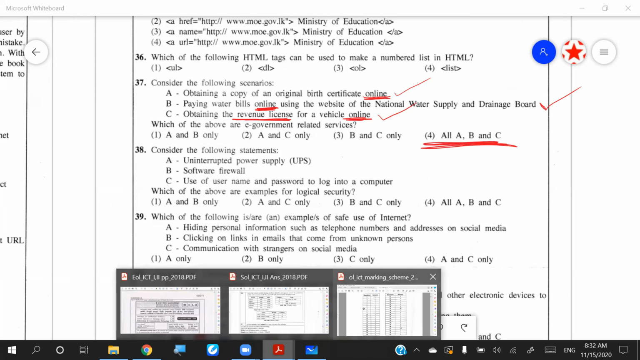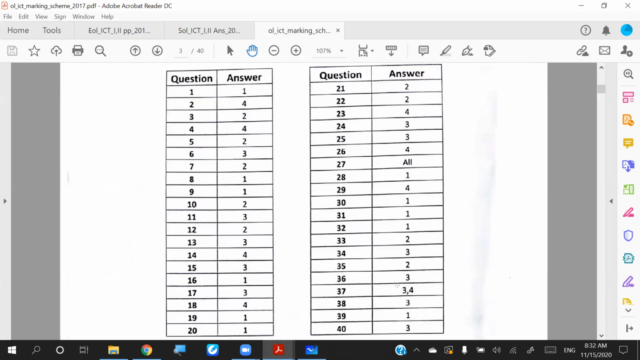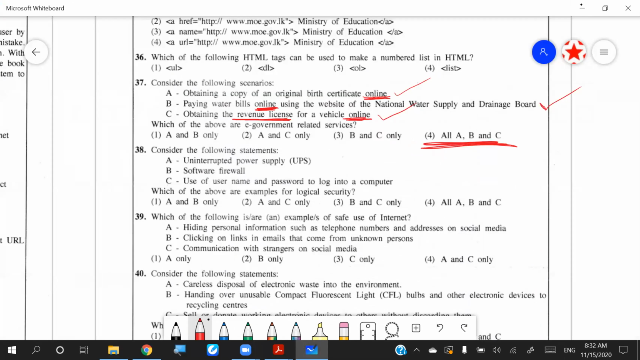So for 37, it's 4. They have gone with 3 and 4 as well. Maybe they have taken 3. Hold on, I don't know the reason they have omitted the A. Anyway, the best match is going to be the fourth one. They have given marks for the 3 as well. All right, so that sums up the things we need to discuss regarding the first paper.